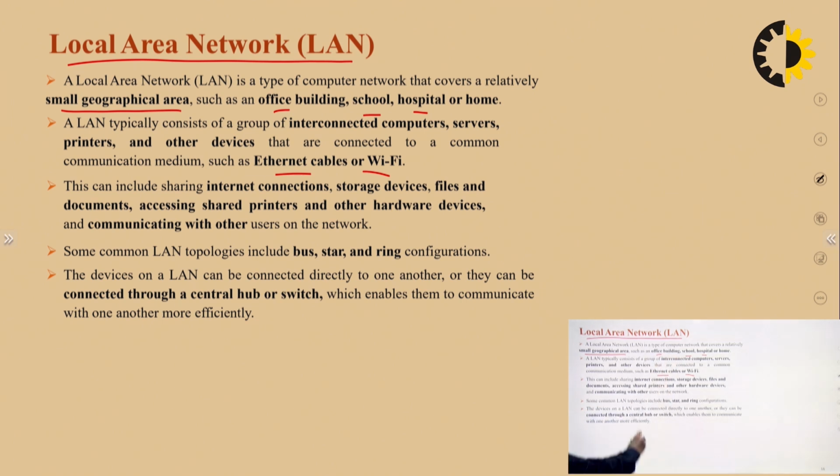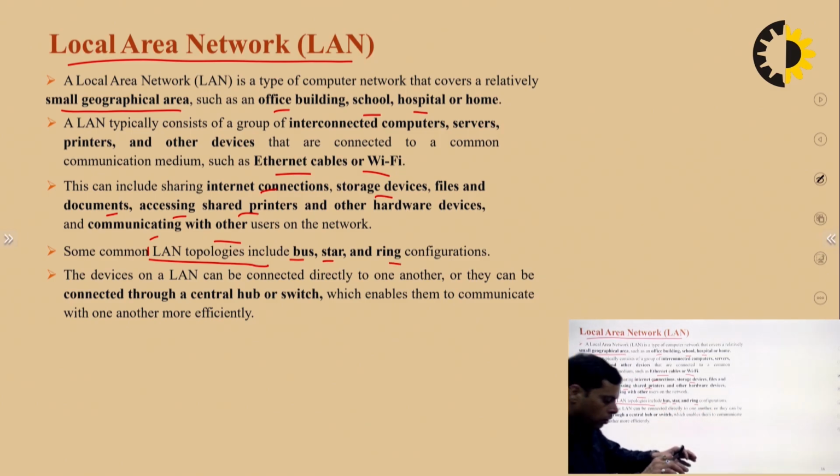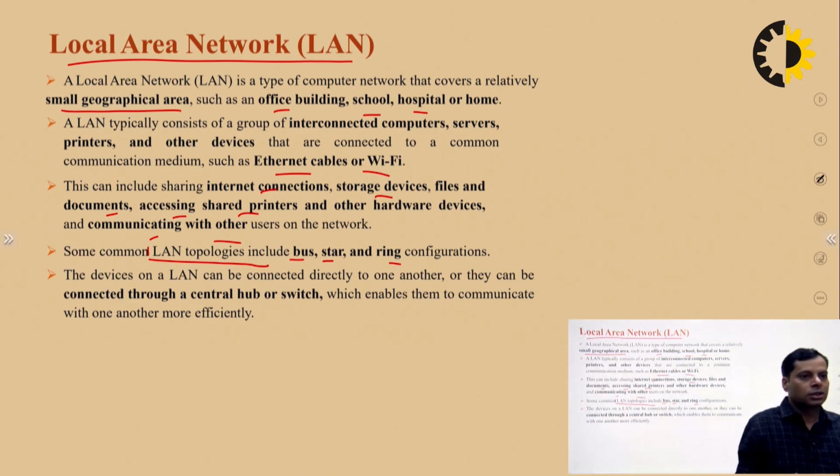This can include sharing an internet connection, storage devices, files, document access, shared printers, and other hardware devices, and communicating with other users on the network. Some common LAN topologies used for networking are bus, star, and ring configurations. That means how two or more devices in a LAN can be connected.